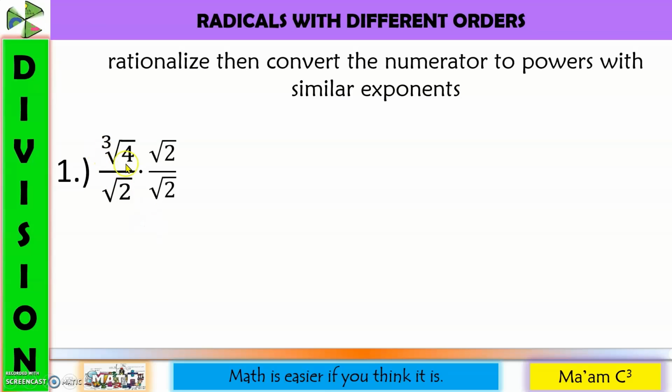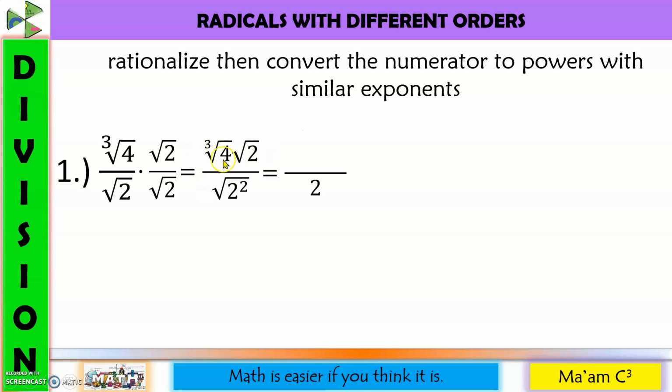So this will be cube root of 4 times square root of 2. For the denominator, 1 plus 1 is 2, so square root of 2 squared. And then the index here 2 and the exponent 2 will cancel out, so the denominator will just be 2. Now that we have already rationalized our denominator, let us convert the numerator to powers with similar exponents. But first, let us convert this into exponential form.